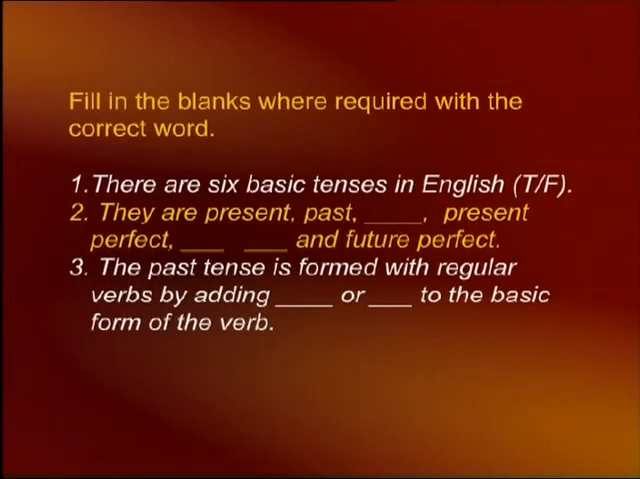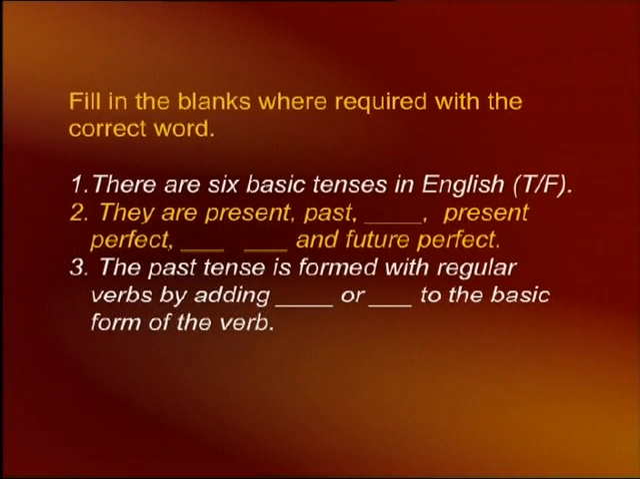Number 2, they are present, past, dash. You have to fill in the blank over there. Fill in the blank with the correct word. You just say it aloud. Number 2, they are the tenses. We are talking about the tenses. Number 2, they are present, past, dash, present perfect, dash, future perfect. So it has to be they are present, past, future, present perfect, past perfect. In the blanks that you have over there, the first blank will be filled in with the word future and the second one with past perfect.